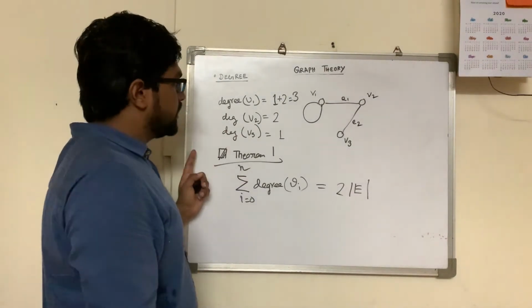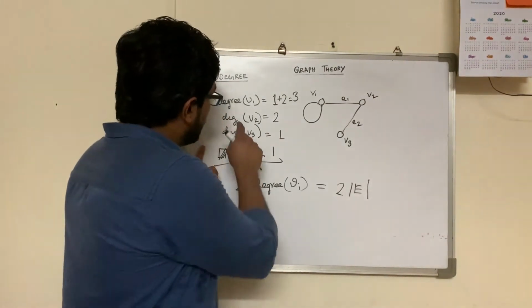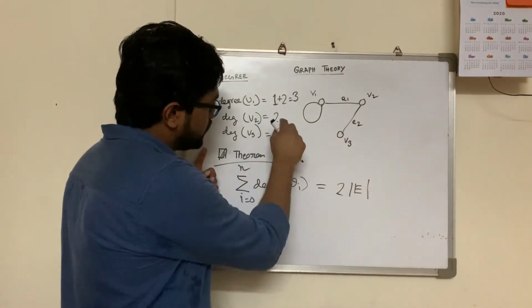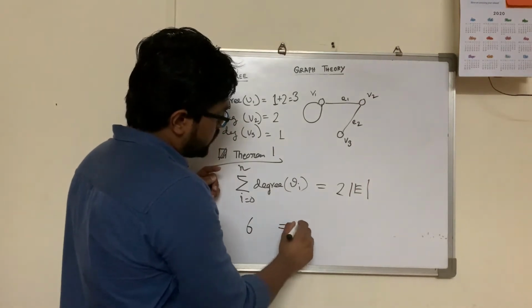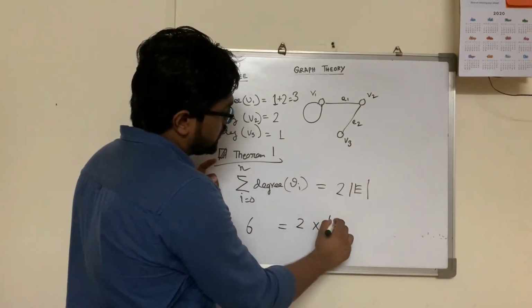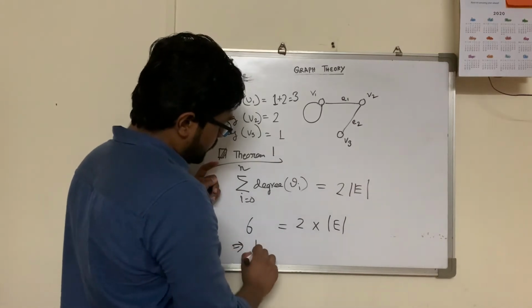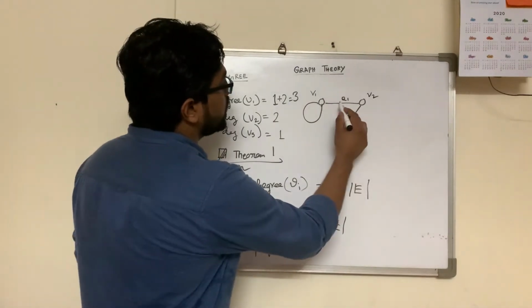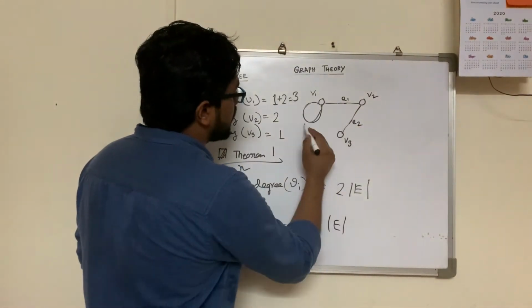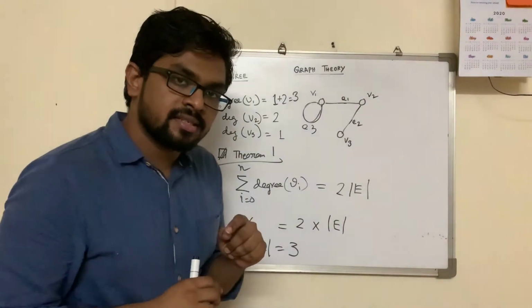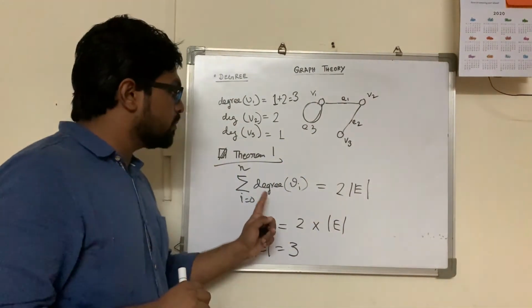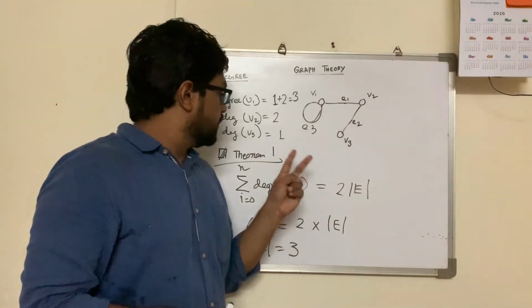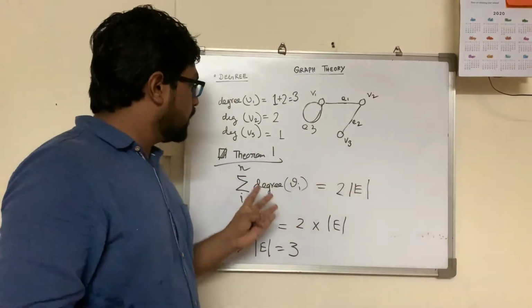Let's see or prove it from this example. Let's see whether it is satisfying or not. Degree 3, degree 2, degree 1. So sum of them is 6, equals 2 into number of edges. So number of edges is equal to 3. Is it? See, E1, E2 and this I can consider E3. 3 edges. So this theorem is a very important theorem of graph theory. From here, we will come to the next theorem.